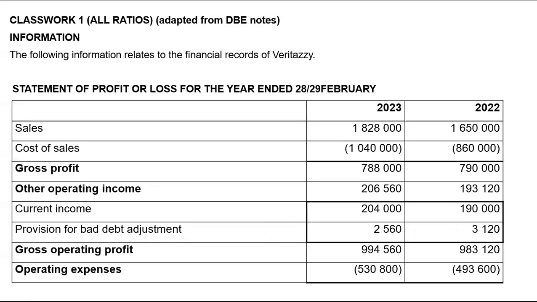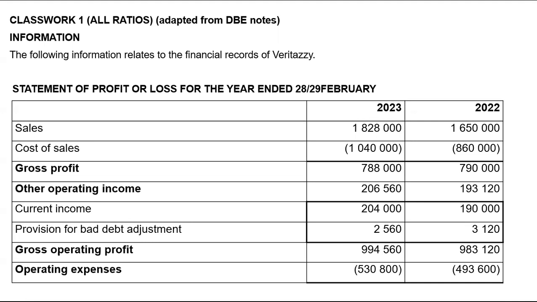The next question wants us to calculate the percentage operating profit on sales. As it says, operating profit on sales. Operating profit on sales will be found in our statement of profit or loss. And it'll include other income, which for 2023 will be 994,560.